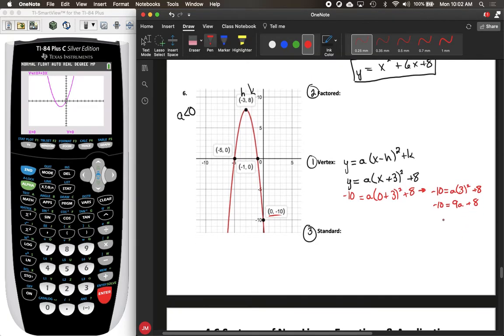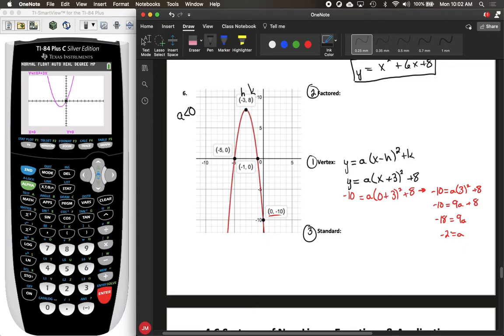So let's go ahead and subtract 8 from both sides. So negative 18 is equal to 9a. And now to get a by itself, just divide each side by 9, and you'll get that negative 2 is our a value. All right, which should make sense because that would be less than 0. That means that our graph opens down.